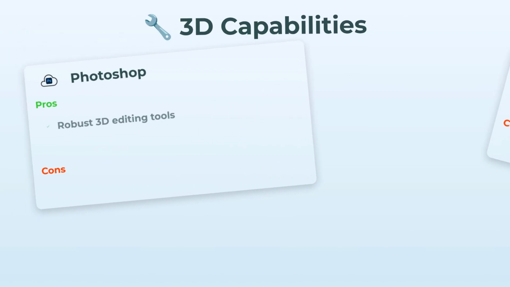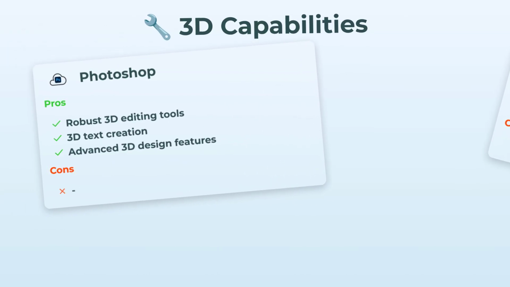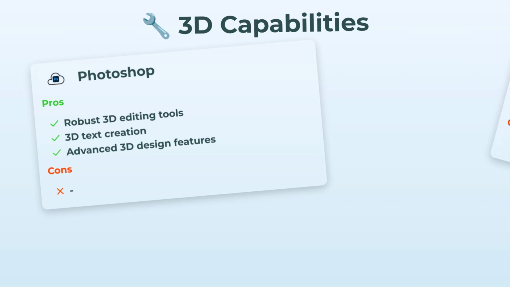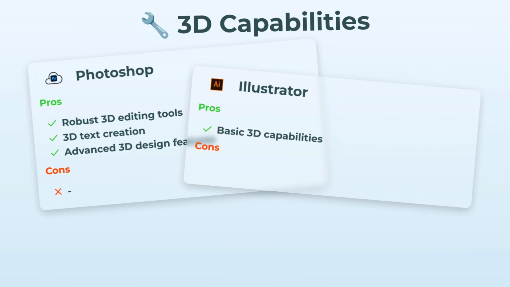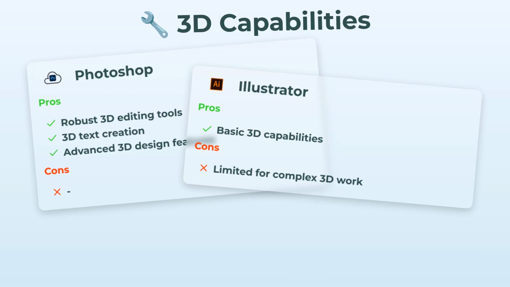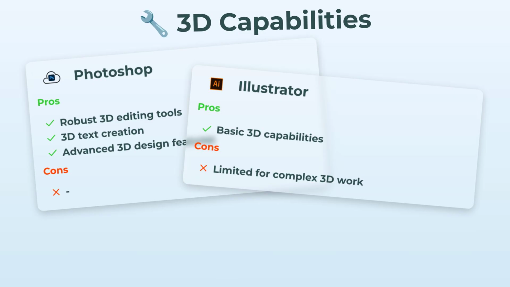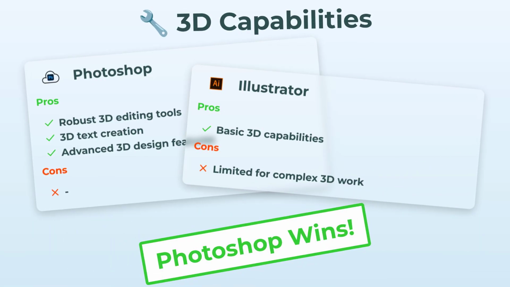Alright, let's get a little geeky: 3D capabilities. Photoshop actually pulls its weight here. You can mess with real 3D text, spin up advanced shapes. Honestly, pretty impressive for just a photo editor. Illustrator has some basic 3D, but for heavy lifting, not exactly. So yeah, Photoshop scores higher for 3D.